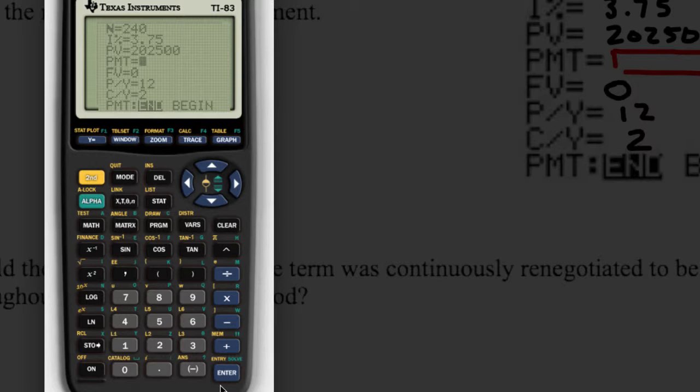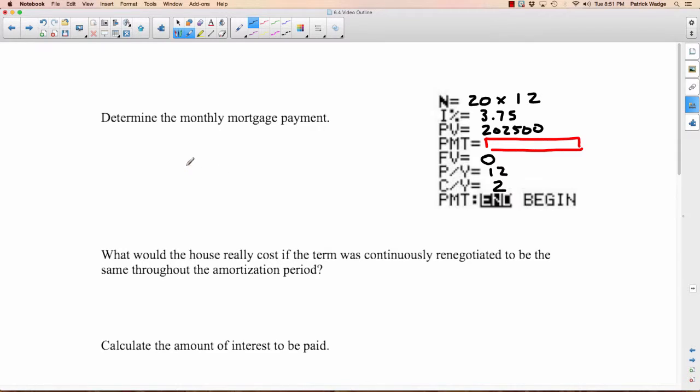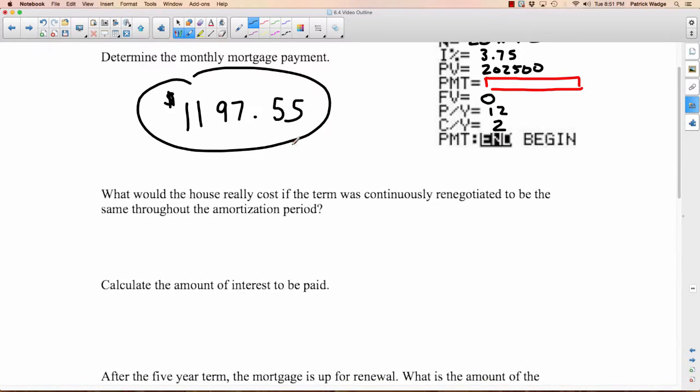Back up to payment because we want to know how much the payment is. So then you go alpha, enter, that solves it for us, and you end up with $1,197.55 if I round. Notice it's negative, so let's write that down. We'll leave off the negative because it's probably easier to understand when you're just looking for the answer here. There's the amount you're going to pay every single month for your mortgage. Pretty hefty, right? But that's a very common sort of amount, especially if you're living in Vancouver. It's not a bad amount at all, unfortunately.